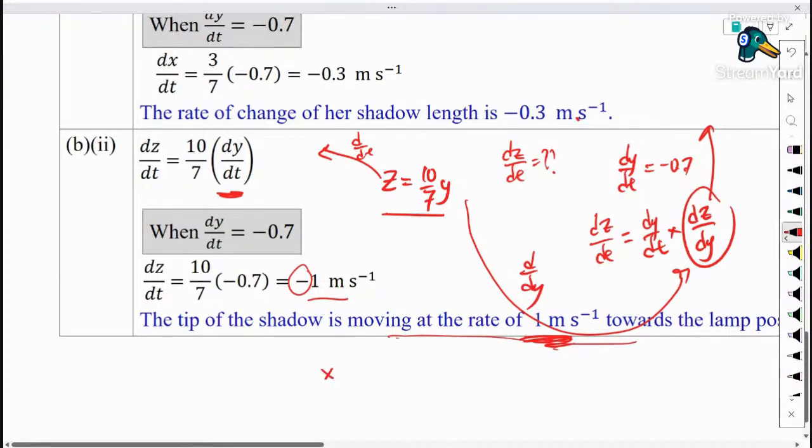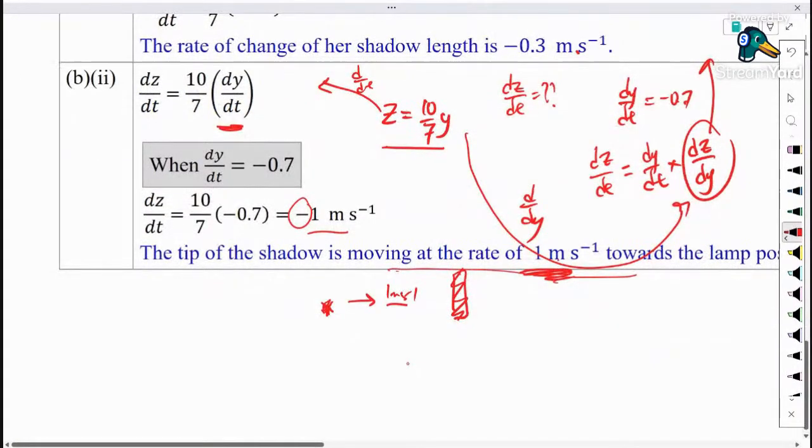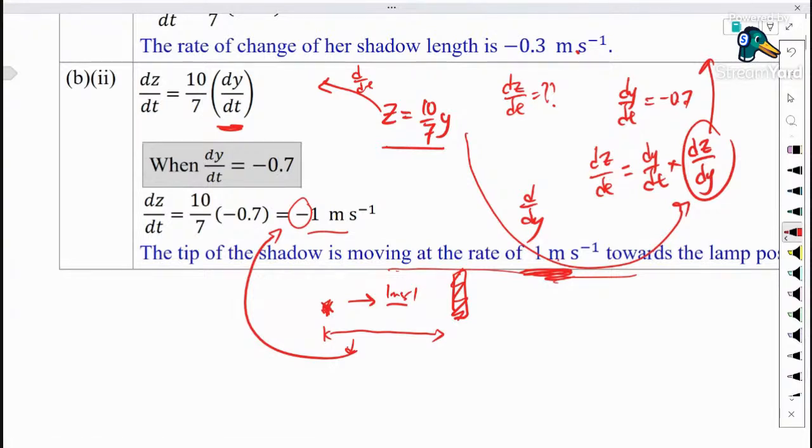So imagine, this is the shadow, this is the lamppost. Following this movement, moving towards the lamppost at 1 meter per second, this is the movement of the tip here. If we discuss in terms of the movement of the tip towards the lamppost, it is 1 meter per second. If I discuss in terms of the change of distance, the distance here is getting shorter and shorter, and therefore it is described by negative 1 meter per second. So please be alert when you consider the negative sign in interpretation and also in calculations.